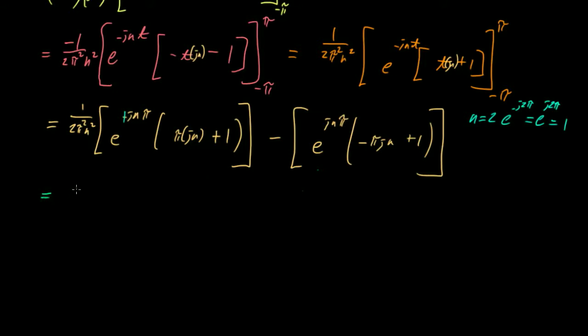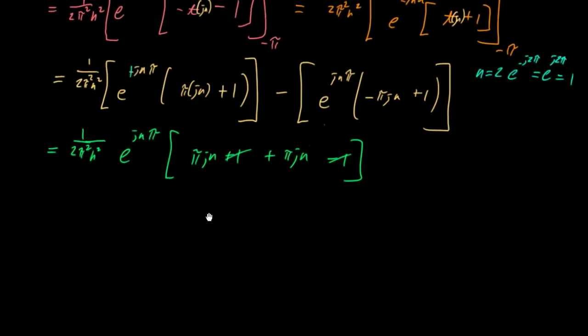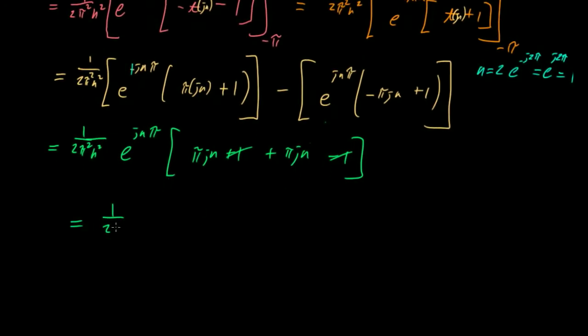So we can just factor that out. We have e to the j n pi all over 2 pi squared n, and then e to the j n pi minus e to the j. This was a negative, but because they're equivalent, I just rewrote it as positive. I can factor this e term out, is all I'm saying.